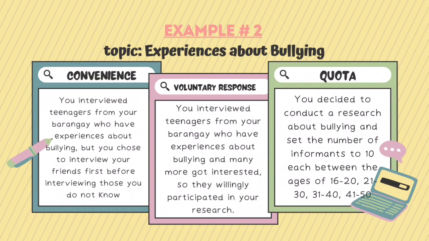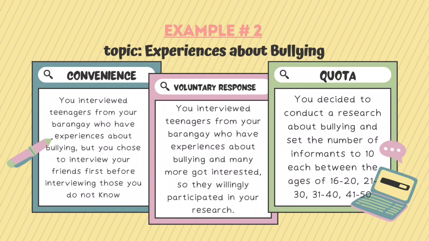Example number 2. Experiences about bullying. In convenient sampling, you interviewed teenagers from your barangay who have experiences about bullying, but you chose to interview your friends first before interviewing those you do not know. This example is more convenient than the first one because the researcher did not only consider his nearness to the informants but also his close relationship with them.